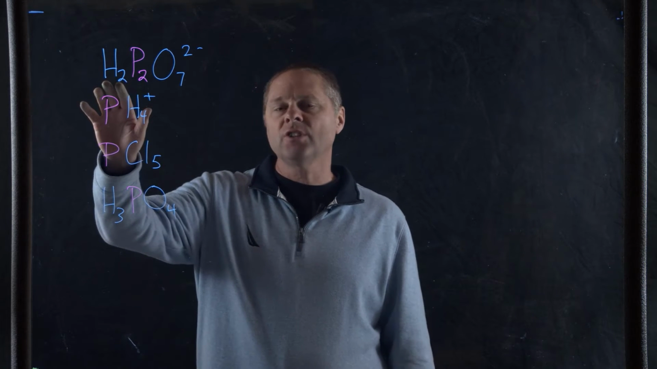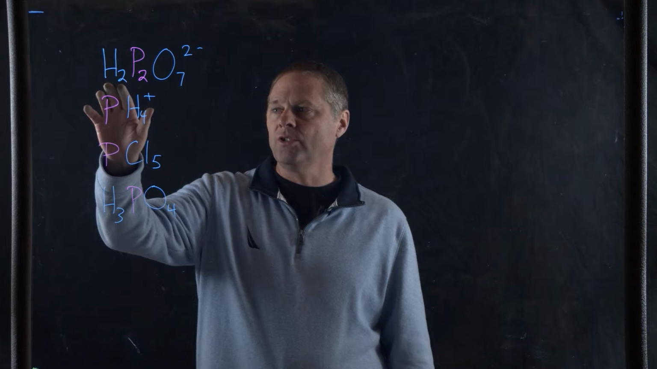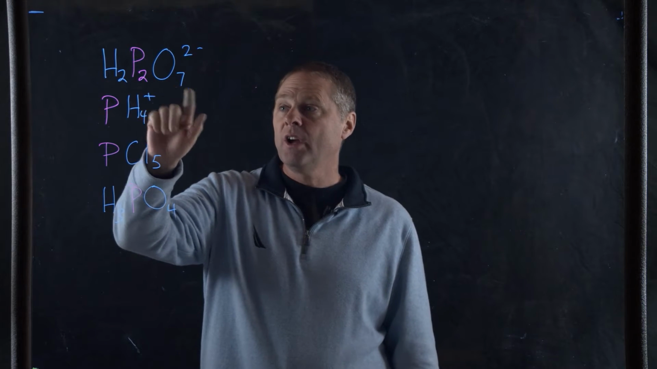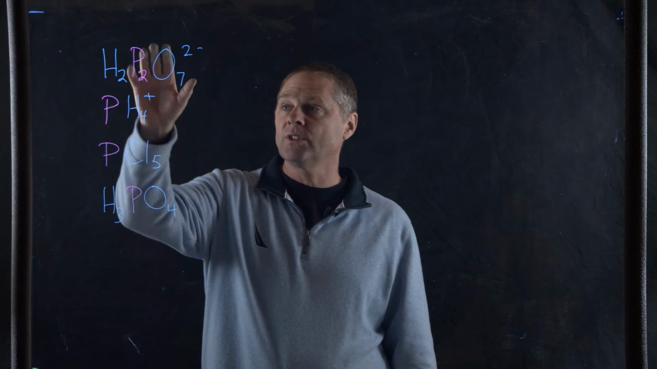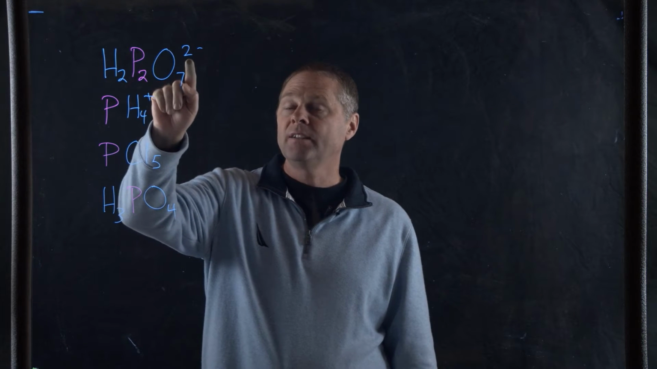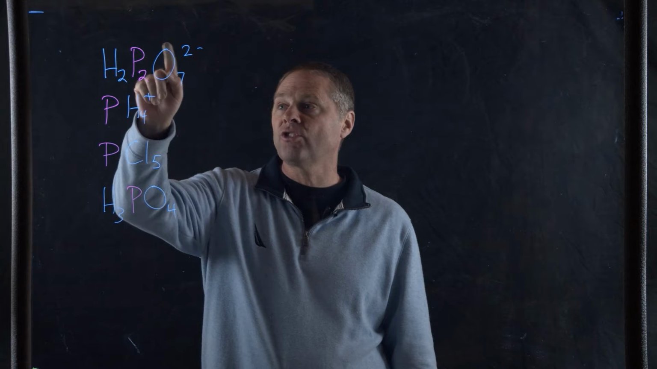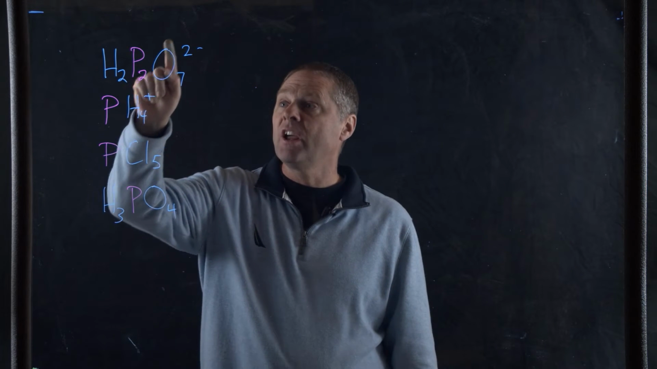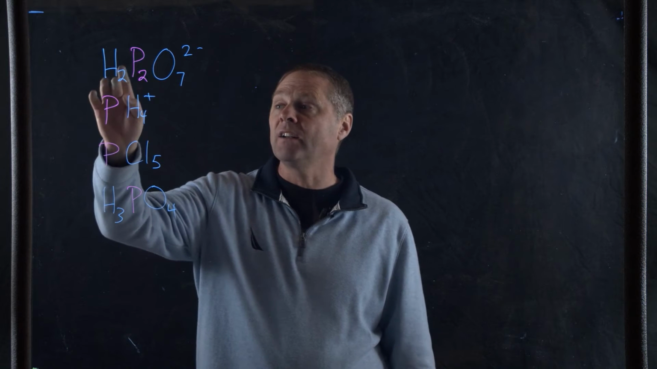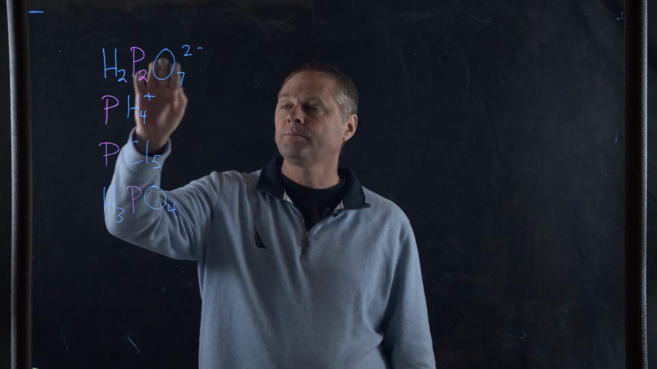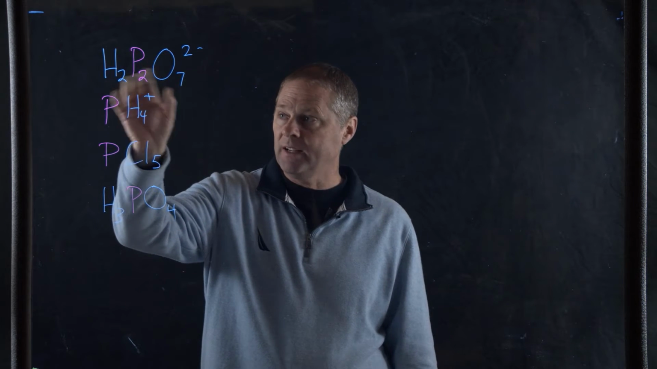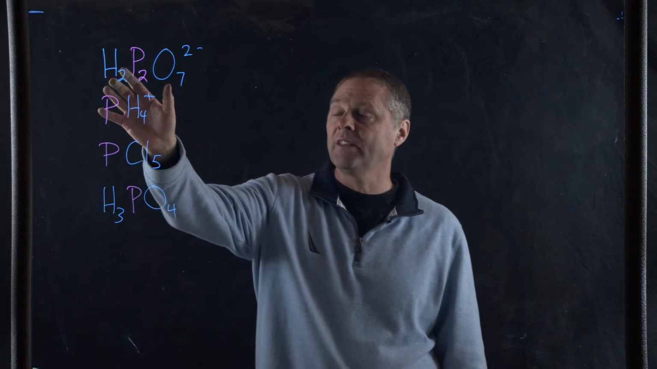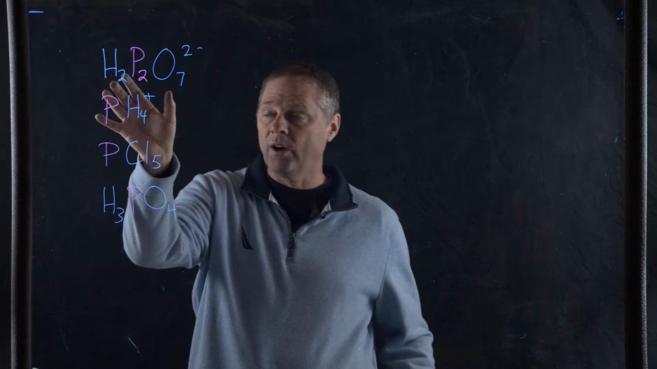So the charge of hydrogen is going to be +1, so this gives us a +2. The charge of each oxygen is -2, so we have seven of them, so this gives us a -14. Now this -2 charge is the charge of the entire ion, not just oxygen. So we have +2, -14. If we add the +2 and the -14 together, we get a -12.